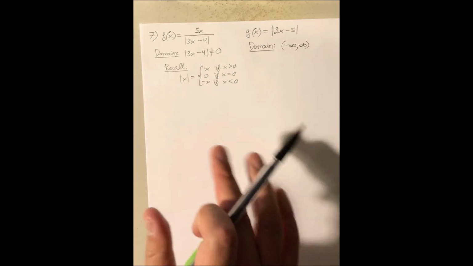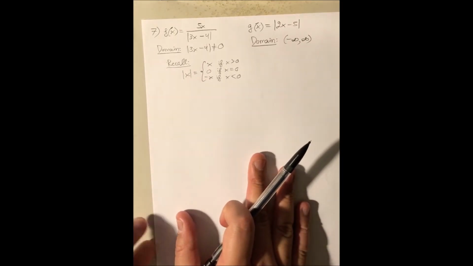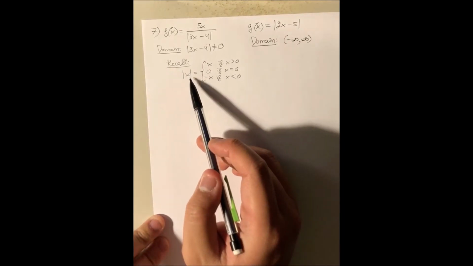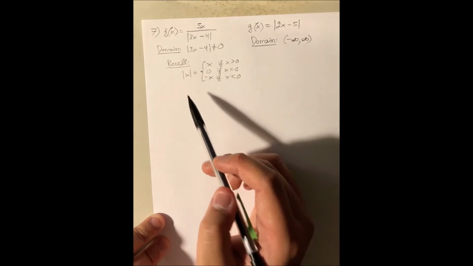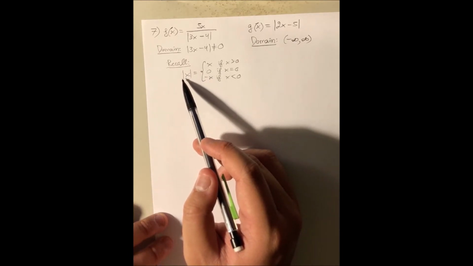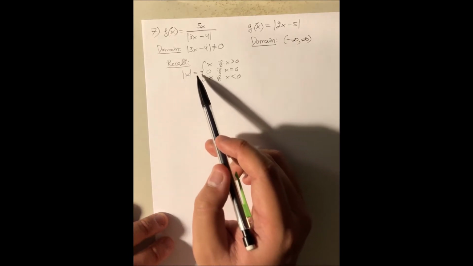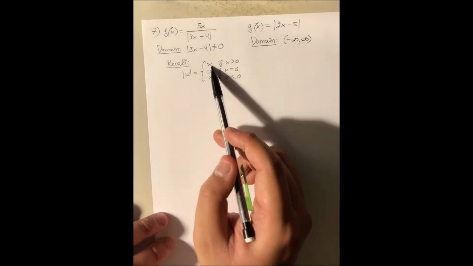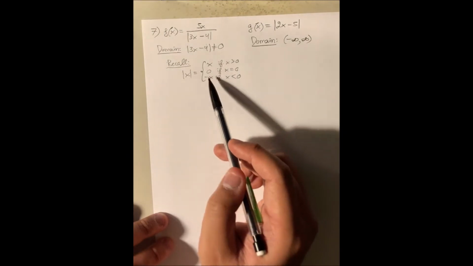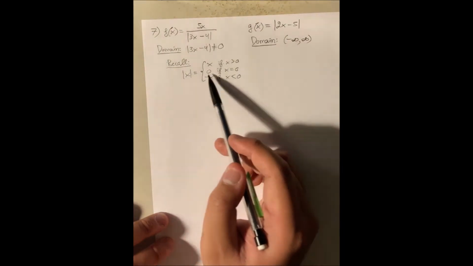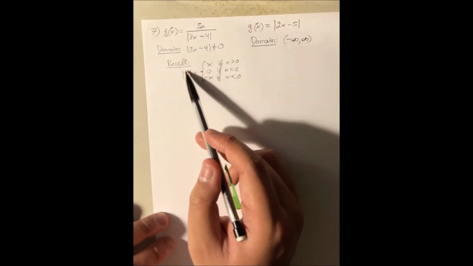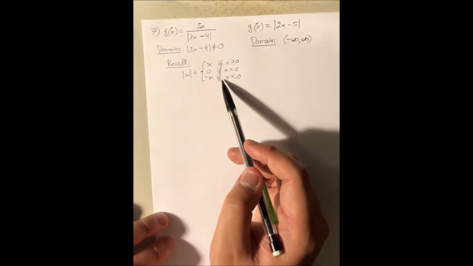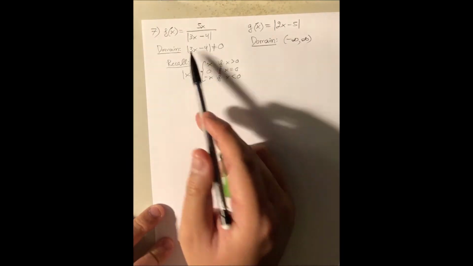But because the denominator is an absolute value expression, we want to recall the definition of the absolute value function. We'll recall that if we have the function absolute value of x, it can be written as a piecewise function where it is equal to positive x if x is greater than 0, equal to 0 if x is 0, and equal to negative x if x is less than 0. Well, the same thing can be said for here.